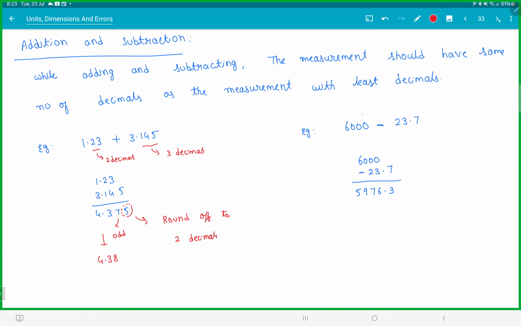Now here the catch is this thing has no decimals. So this answer also has no decimals. So round off this thing: 5976.